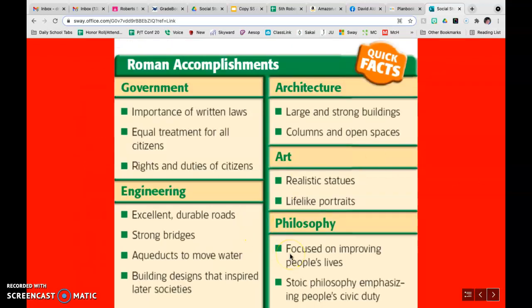So here's some of Rome's accomplishments. Government, of course, engineering, architecture, art, philosophy. So the government: importance of written laws, equal treatment for all citizens, rights and duties of citizens. They engineered excellent durable roads, strong bridges, aqueducts to move the water, and then building designs that inspired later societies. Architecture: large and strong buildings, columns and open spaces. Art: their realistic statues and lifelike portraits. And philosophy, focused on improving people's lives, and Stoic philosophy, emphasizing people's civic duty.